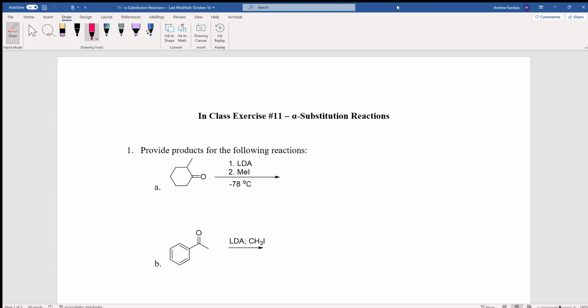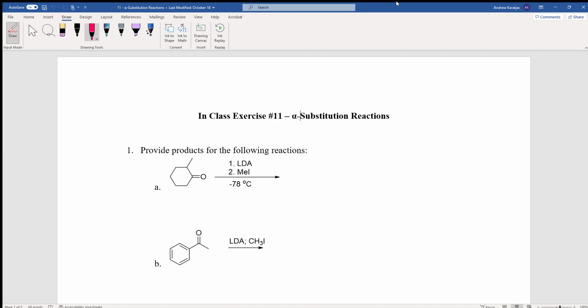Now we can do some practice for our alpha substitution reactions. Recall that for most of these it's fairly straightforward. We're deprotonating at the carbon next to the carbonyl and then adding whatever electrophile is present. Typically, one of the most challenging steps is just the determination of which alpha carbon the addition takes place at if the carbonyl is not symmetric.